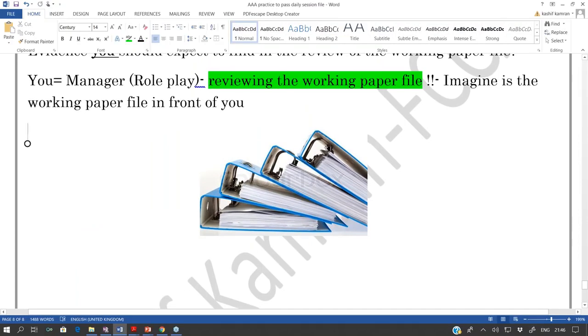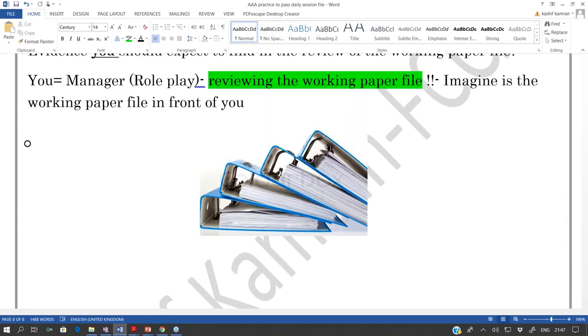Is this the working paper file? Can you all see the working paper file in front of you? And can you all see what is in the file? The file has papers, right? Let's imagine this is a working paper file, and that's on my table, that's on your table.